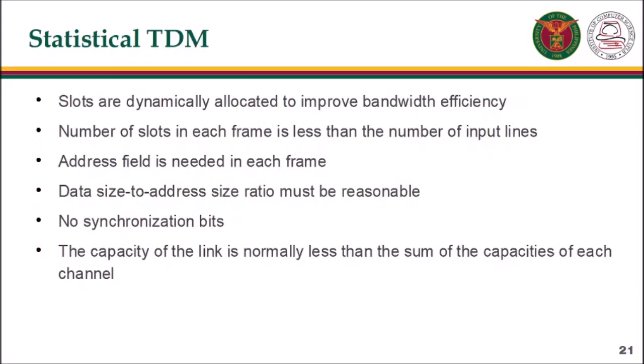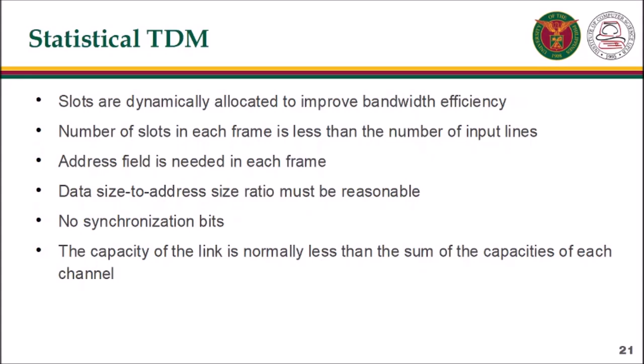In statistical TDM, slots are dynamically allocated to improve bandwidth efficiency. Only when an input line has a slot's worth of data to send is it given a slot in the output frame. In statistical multiplexing, the number of slots in each frame is less than the number of input lines. The multiplexer checks each input line in round-robin fashion. It allocates a slot for an input line if the line has data to send. Otherwise, it skips the line and checks the next line.